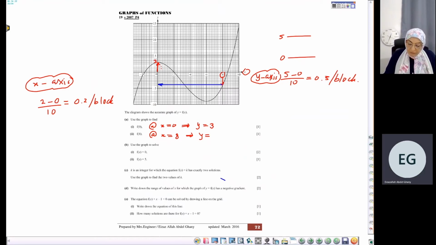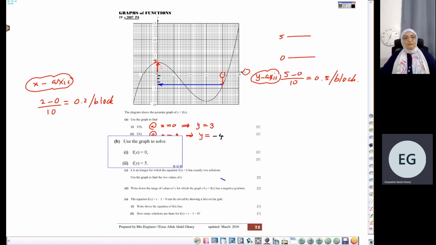It is 2 blocks before negative 5. It means y will be negative 4 because on the y-axis each baby block is 0.5. So it is, let's check, 0 and then negative 1, negative 2, negative 3, negative 4. Correct.